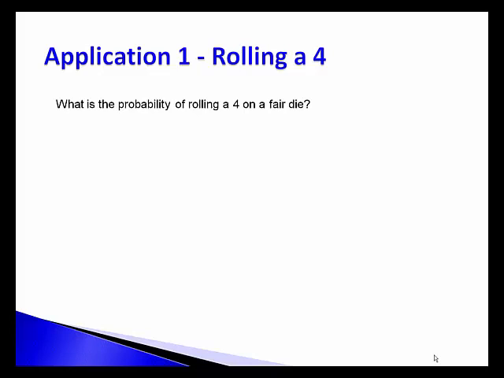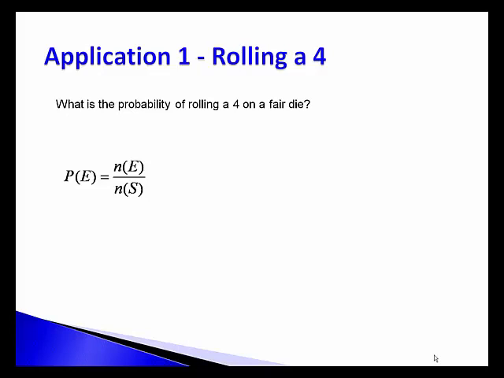What we want to look at now is the probability of rolling a 4 on a fair die. I do want to make sure that you understand die is the singular of dice. So I've got one die in my hand and I'm rolling it. Our probability will be the number of outcomes that make it true divided by the total number of outcomes.